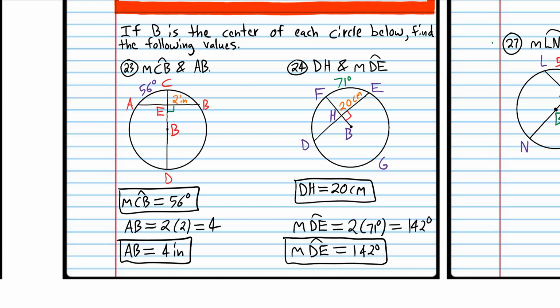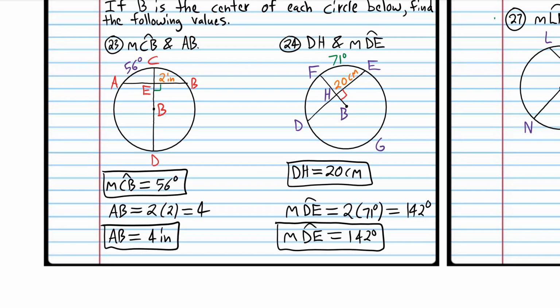So FB bisects the arc DE. That means if this is 71 degrees, then this must be 71 degrees also. Now we're looking for DE, so that's just 71 times 2. And that's why we multiplied it by 2, so we get 142 degrees.